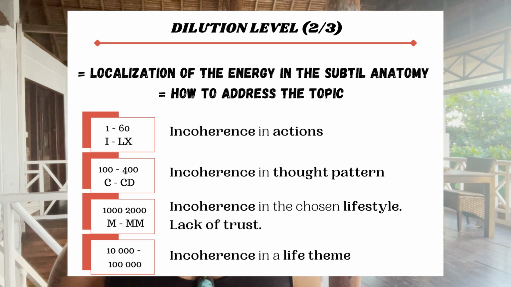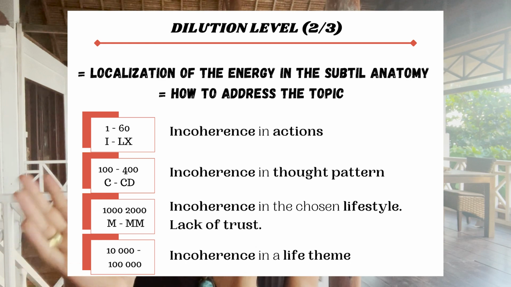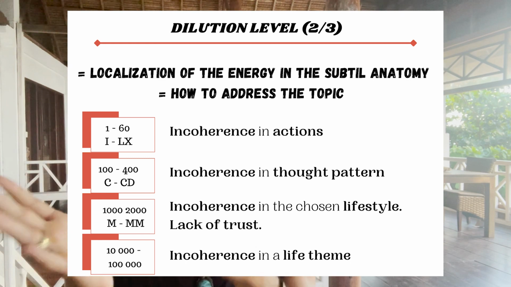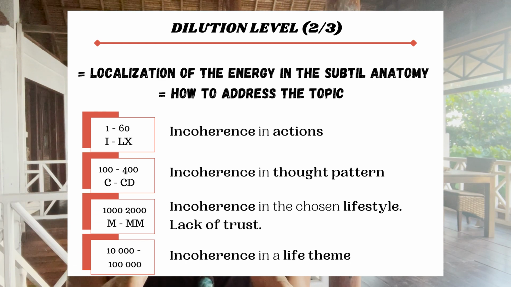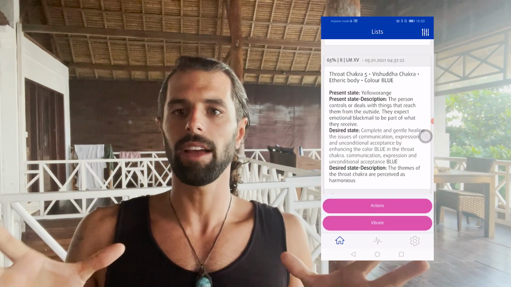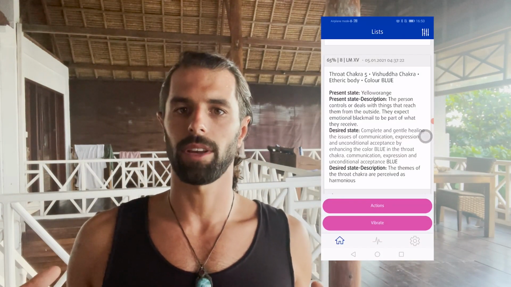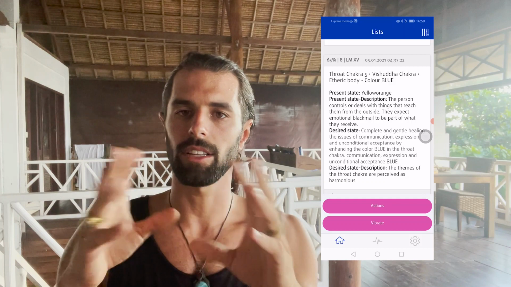And finally, 10,000 and 100,000, which are the higher levels of refinement in that scale, tell you that there's an incoherence in a life theme. So in one particular entire area of your life, for example, how you address finances, or relationships, or how you interact with your friends, or your passion or your work, in an entire life theme, there is a big incoherence. So you need to question and investigate within that life theme.